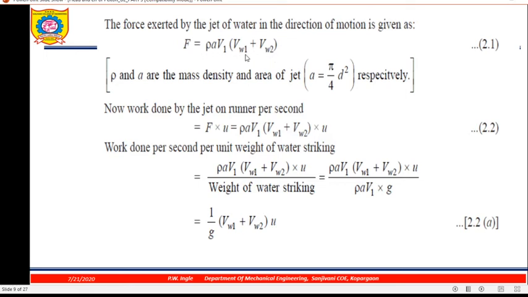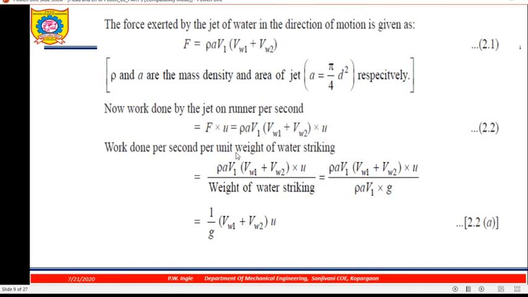By applying the impulse momentum principle, you get F = ρ a v1 (vw1 + vw2). Now, what is the work done? It is force into u. So it is ρ a v1 (vw1 + vw2) into u.